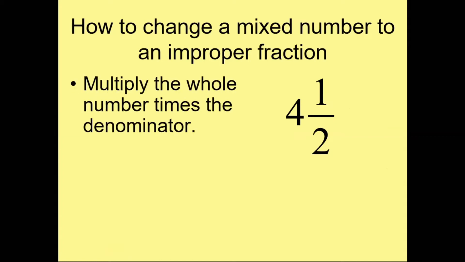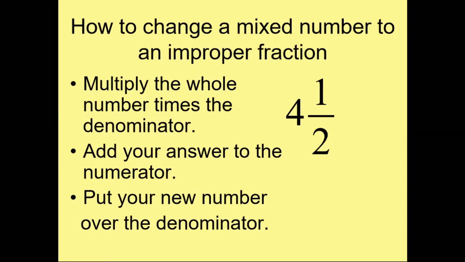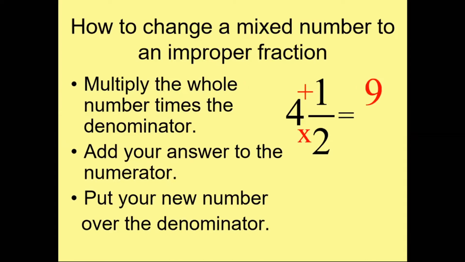So first, multiply the whole number, which is 4, times the denominator, which is 2. Then add your answer to your numerator, which is 1. And then after that, you put your new number over the denominator. That's why you have 4 times 2 is 8, plus 1 equals 9 over 2.